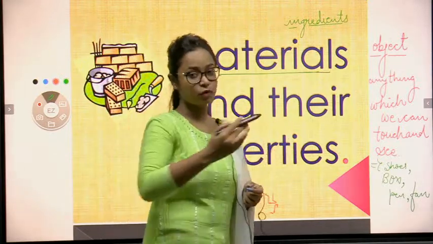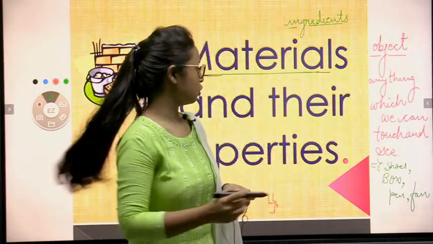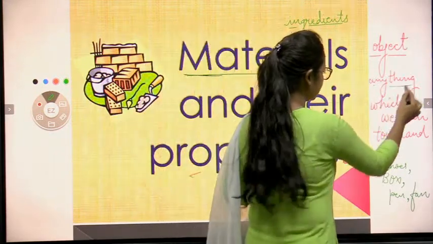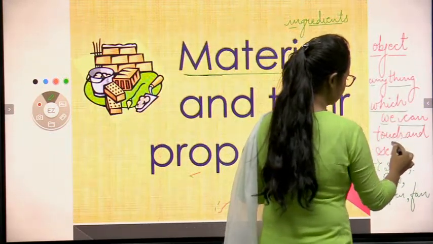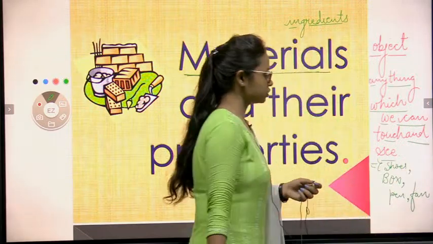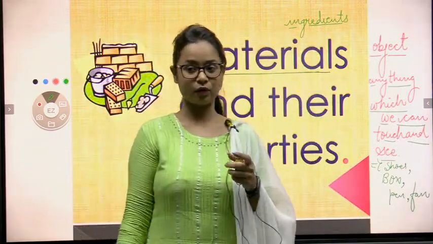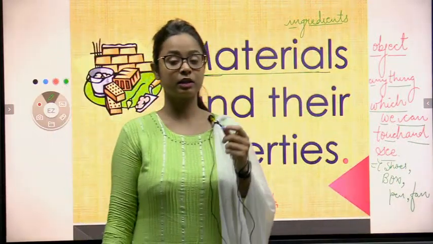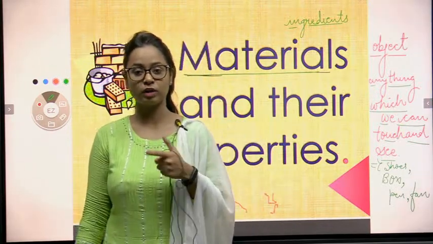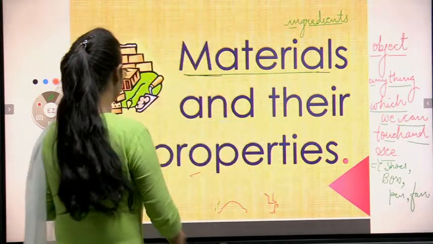Clear? So before material, we need to know what an object is. An object is anything which we can touch and see. And what is a material? The thing which is made up of one or two things is called a material. Clear, all of you?